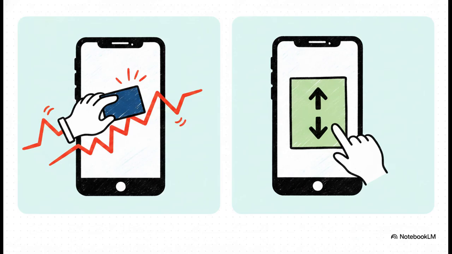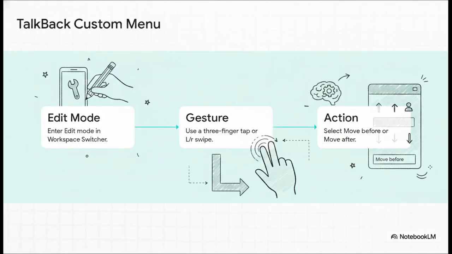And here is a fantastic solution to a major motor accessibility barrier. The workspace switcher used to require a manual drag and drop, but if you lack fine manual dexterity, dragging something across the tiny glass screen is incredibly frustrating, or even impossible. So instead of forcing that, they built an accessible edit mode, featuring a visible drag handle and custom context menus specifically for TalkBack. Just look at how this breaks down the flow.